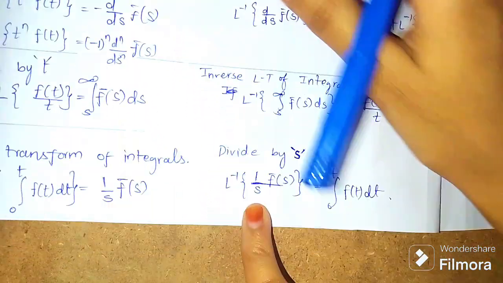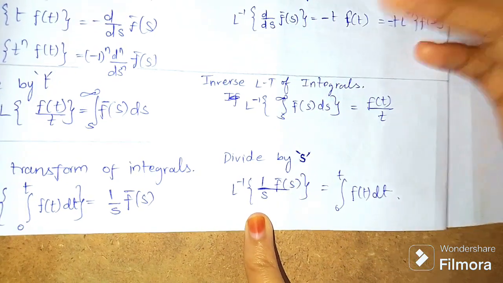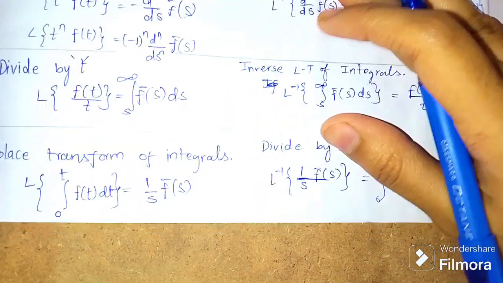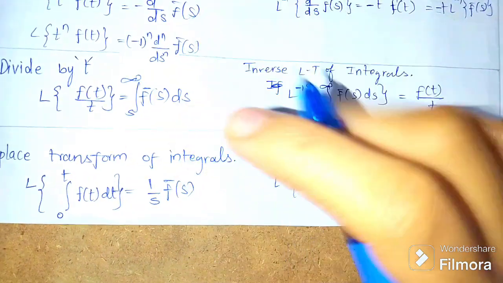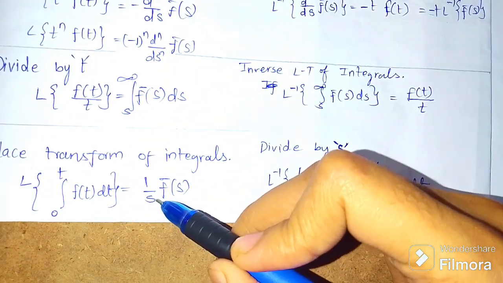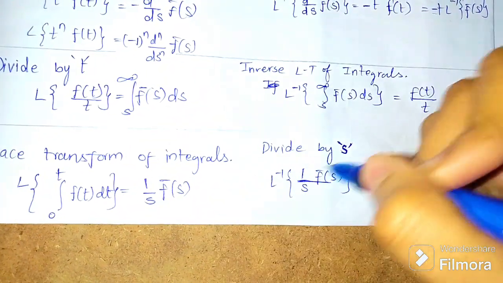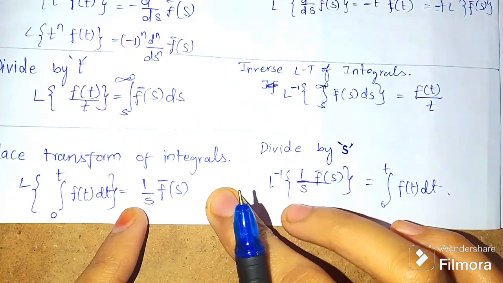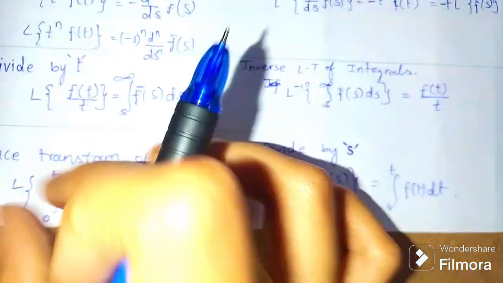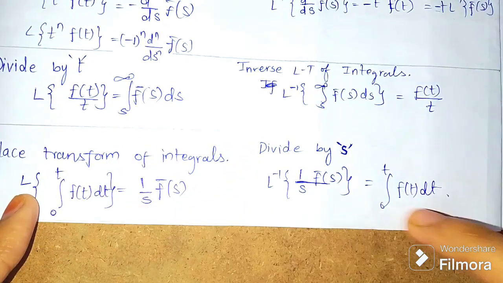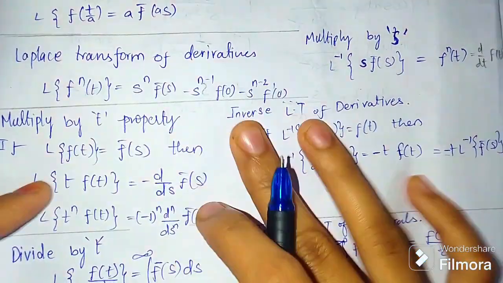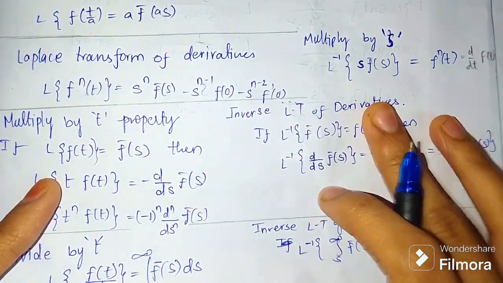Next, let's see divide by s. See, in divide by s, here also we took it from Laplace transform of integrals. See, f bar of s by s is there. So this is only our divide by s property, where just transferring L to this side, it becomes Laplace inverse. Then the answer will be the left out thing. What is that? Integral 0 to t of f of u du. So did you understand? So next is inverse Laplace transform of derivatives.